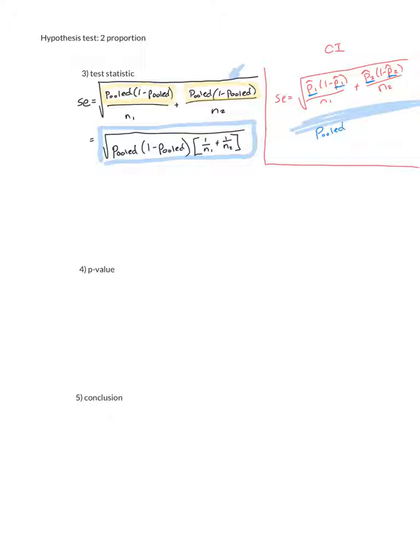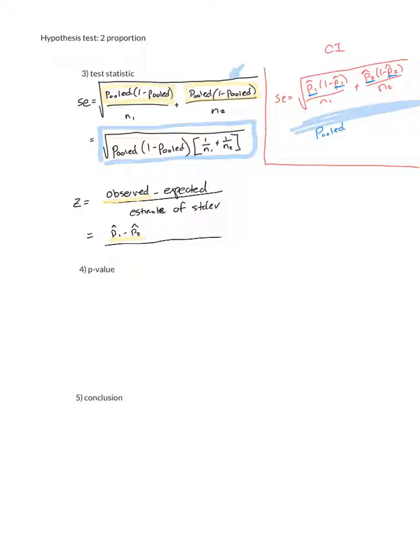Now that we figured that out, the only other thing I need to calculate is Z. Remember, Z is always my observed minus my expected or assumed, divided by my estimate of my standard deviation. In this case, my observed value is the observed difference between the two, which means I'm going to take P1 hat minus P2 hat. That's my observed value, so that's what actually happened.